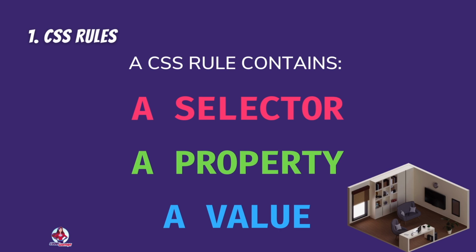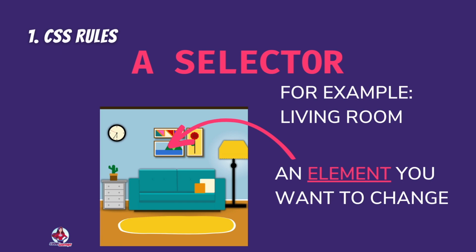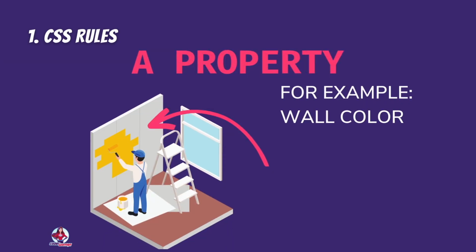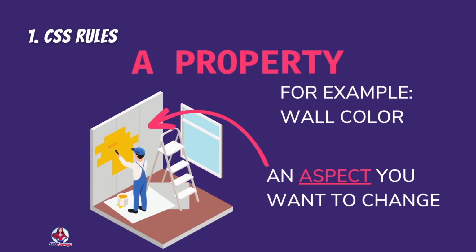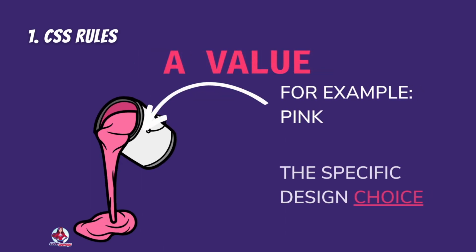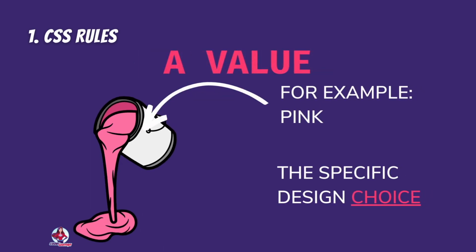Think of CSS rules as the interior designer's plan for decorating your web page, similar to designing a house. Each rule has 3 essential components: a selector, a property, and a value. The selector is like choosing which room in the house to work on. The property represents the aspect of the room we want to change, such as wall color, furniture, or lighting. And the value is the specific design choice we apply.